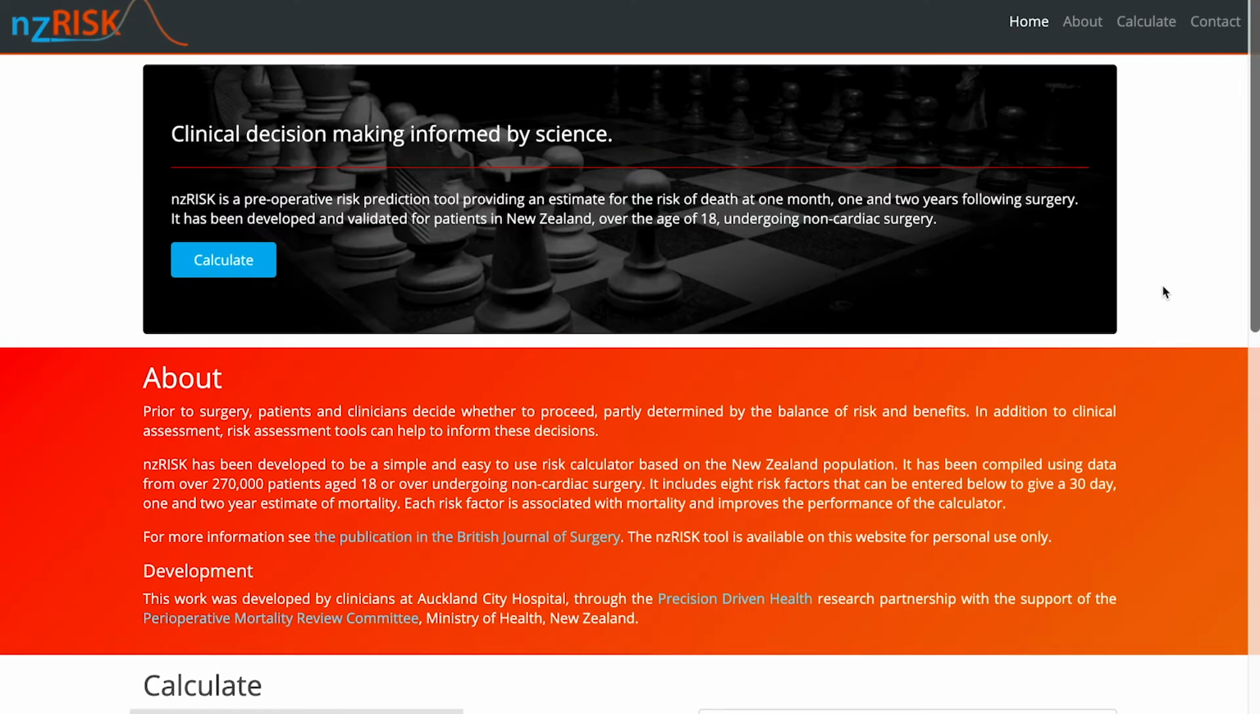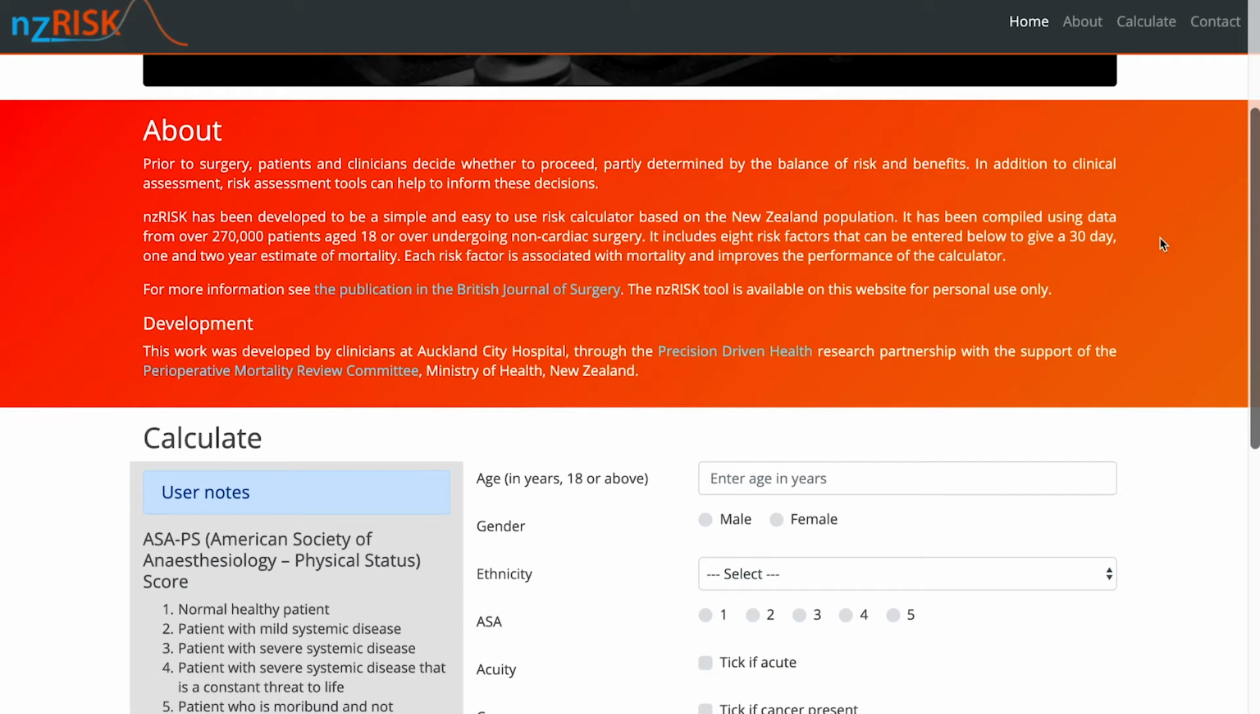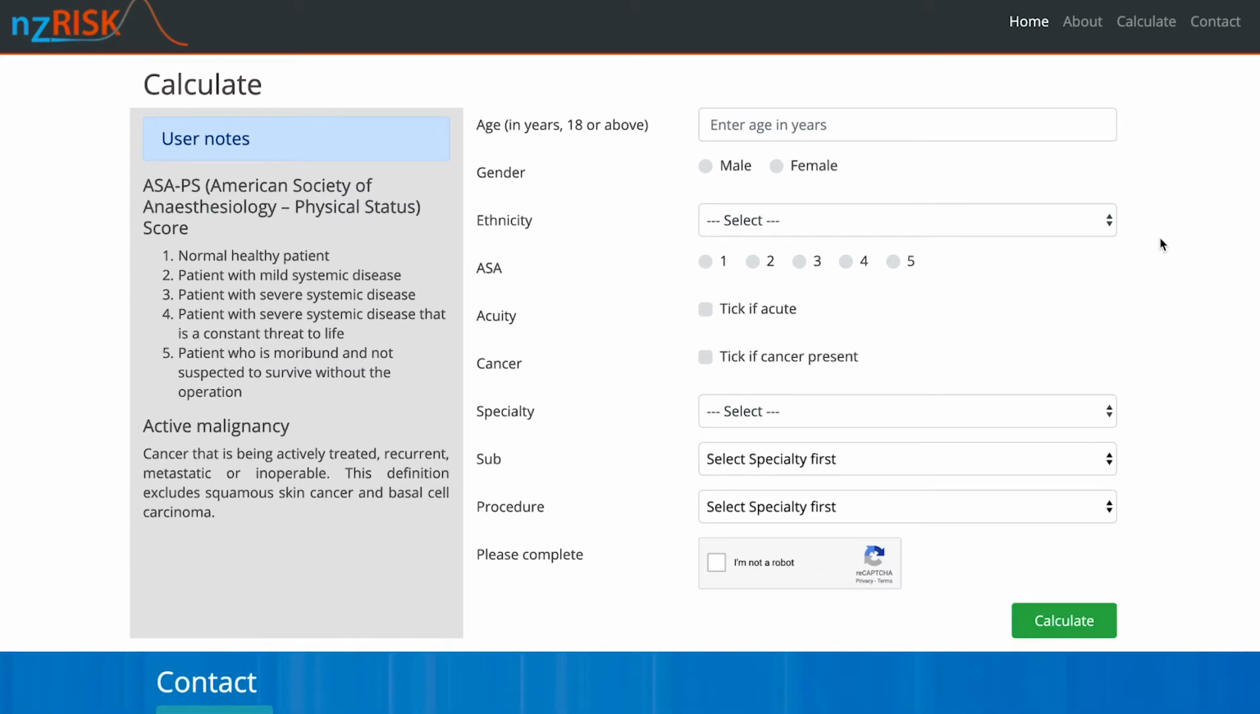So this is the NZDRISK website located at nzrisk.com. At the top of the screen we have some background information, and there's a link to the peer-reviewed article at the British Journal of Surgery. Skipping down the screen to the section where you make the calculation, there are some notes to the users on the left-hand side with an explanation of what the ASA score is, and just a note about the definition of malignancy. This is a very quick and simple tool requiring just 7 inputs.